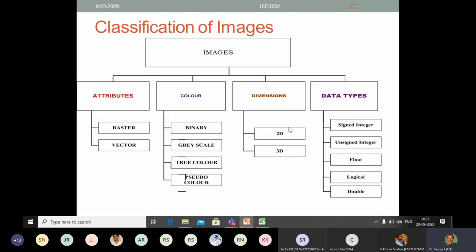And based on dimensions, usually you are aware that an image is 2D. Sometimes this becomes a video, which is 3D, which could be converted into an image by considering it on a frame by frame basis. And the most important image concept is the data type that is involved, that is a signed integer, unsigned integer, a float, a logical one, or a double, where you will see that sometimes MATLAB, especially when you're implementing, will create some errors when the data types are not matching.